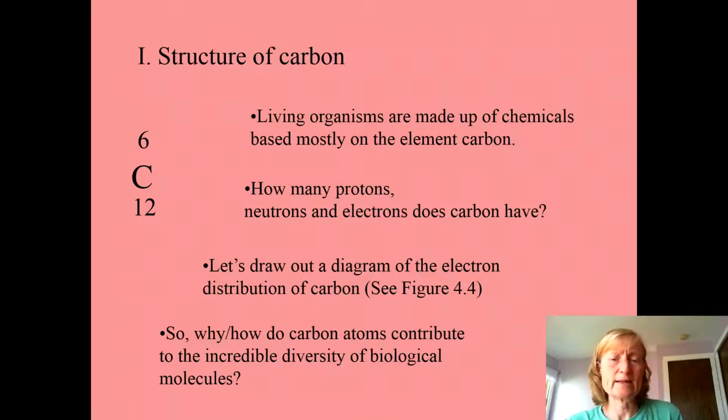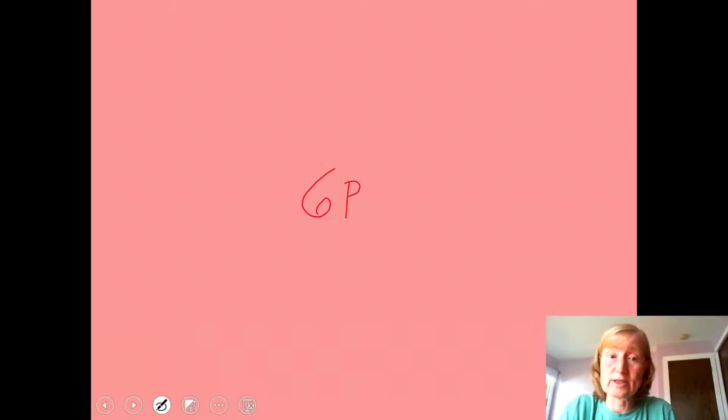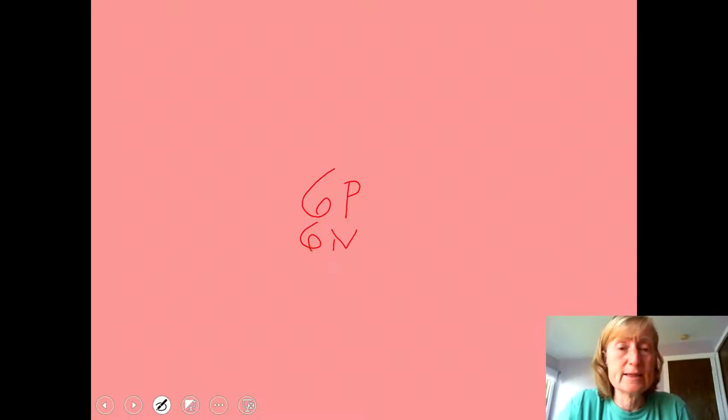But let's look at an electron distribution diagram of carbon so that we can start to understand how it contributes to the incredible diversity of biological molecules. So let's draw that out here. Carbon has 6 protons, right? And they're going to be in the core, the center of the nucleus. Let's say it has 6 neutrons, also in the core, or the nucleus. And then it has 6 electrons.